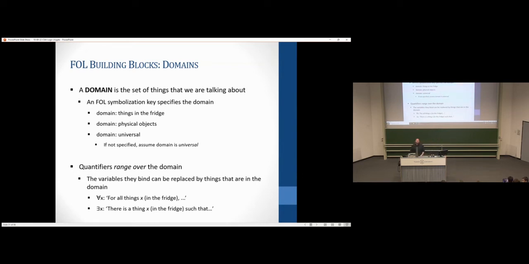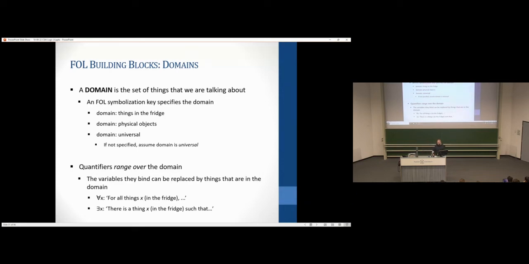When we build a symbolization key, we always specify a domain, the things we're talking about. It can be pretty small. It can be the stuff in the fridge. It can be all the physical objects. It can be everything that's ever existed. If nothing's specified, then you should just assume the domain is universal. It can be as small as one single object. So the domain might just be the clicker.